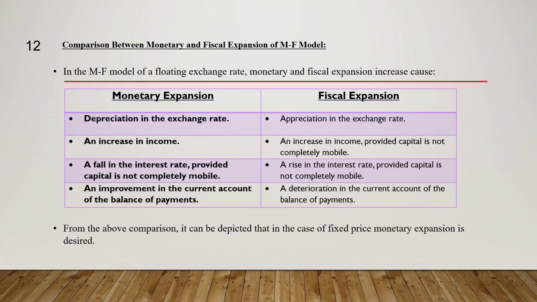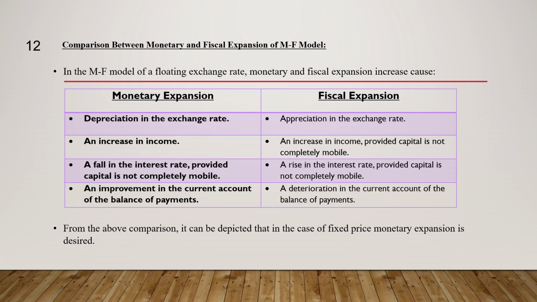Comparison between monetary and fiscal expansions of the Mundell Fleming model. In the Mundell Fleming model of a floating exchange rate, monetary and fiscal expansion cause changes in the exchange rate: in monetary expansion, depreciation in the exchange rate. On the other hand, in fiscal expansion, appreciation in the exchange rate.